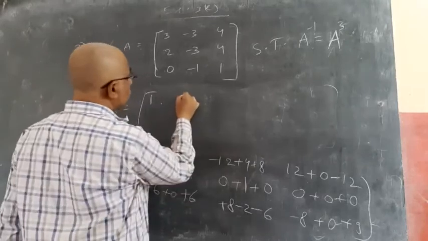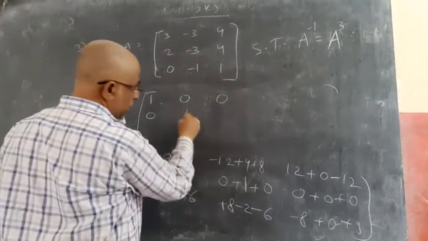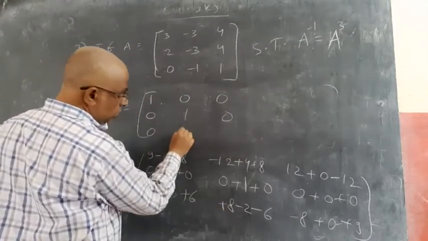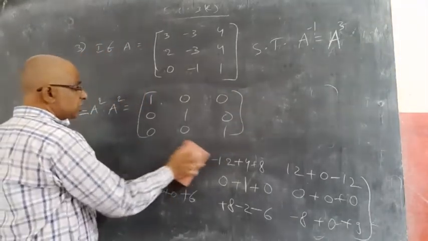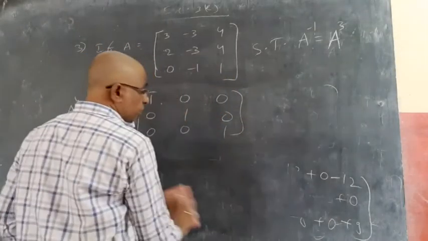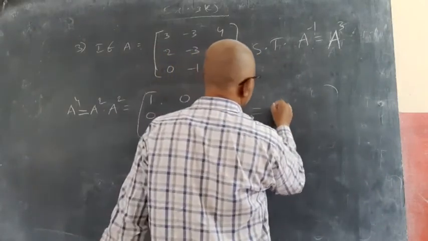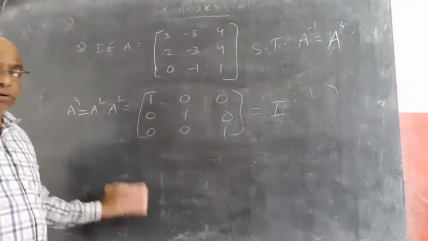This is 0 0 0 1 0 0. Again this is 0, 9 minus 8, 1. So 1 0 0, 0 1 0, 0 0 1 means it is I. So A square into A square, A power 4, equal to I we got.